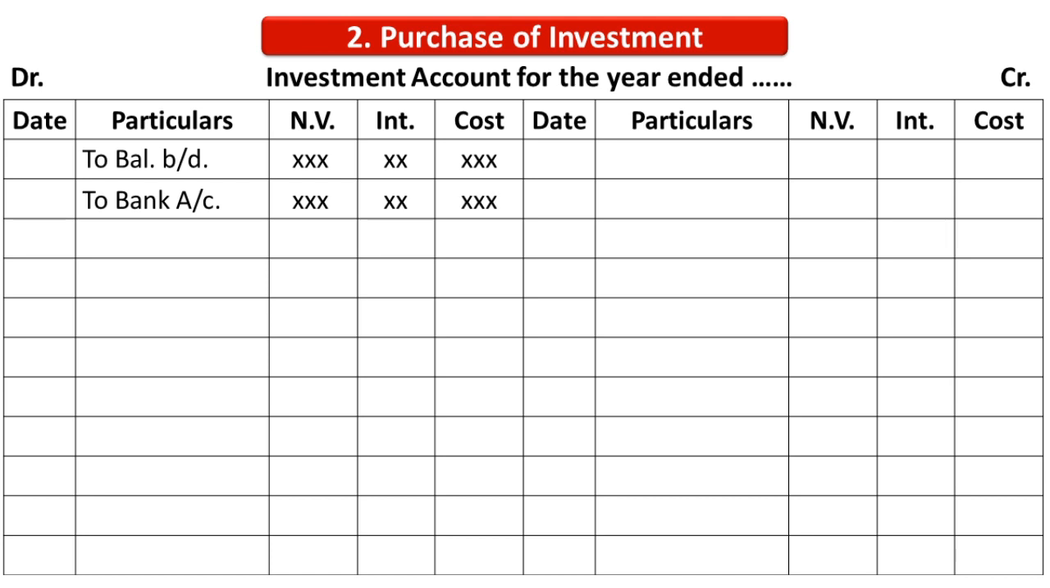Let us move ahead to see transaction number 3, right issue subscription. You have purchased right issue of the company. It is nothing but the purchase of shares. So in this case, shares come in, that is investment comes in, and cash bank goes out. Therefore, investment account debit to bank account by writing respective amount in the respective column of nominal value, interest or dividend, and cost.